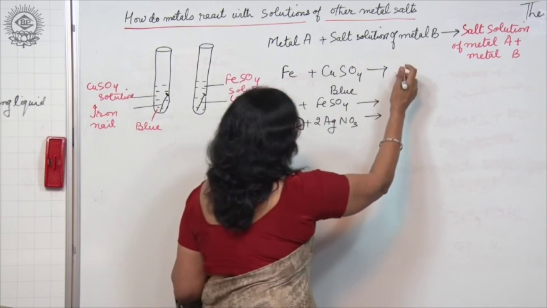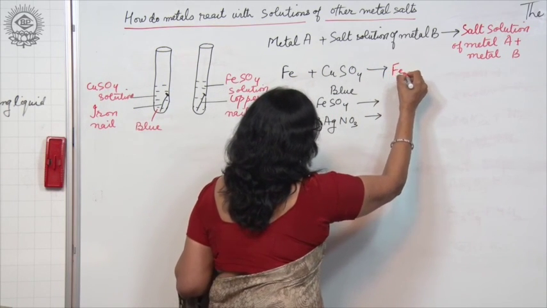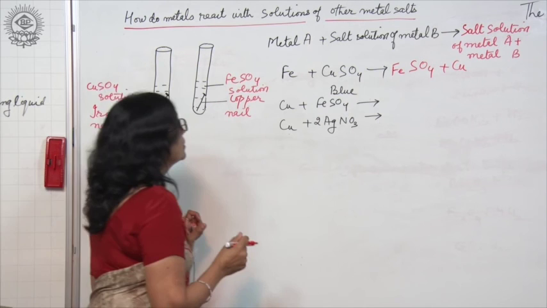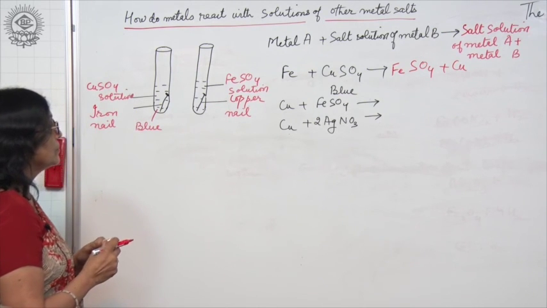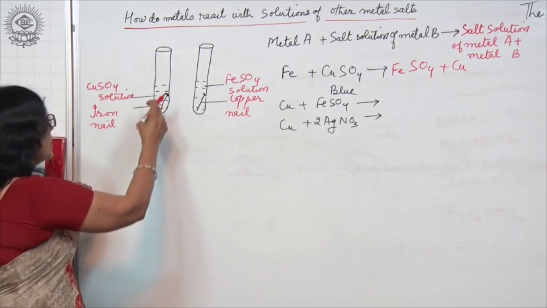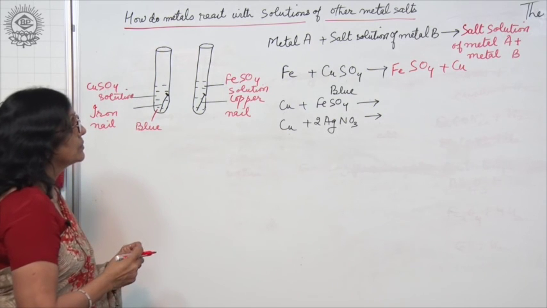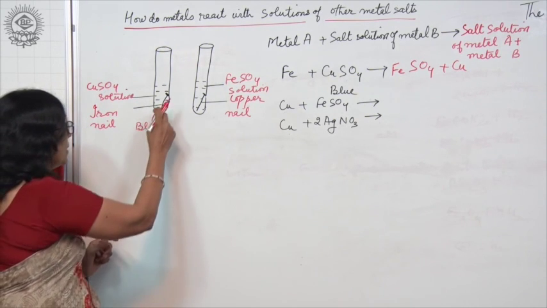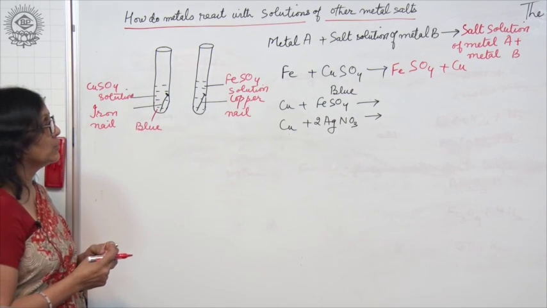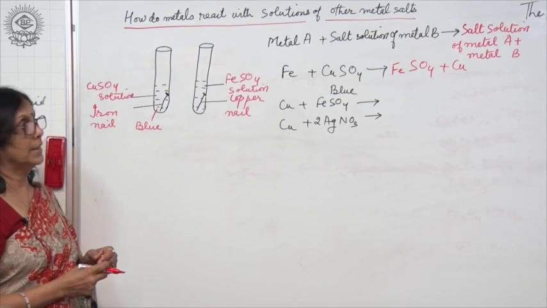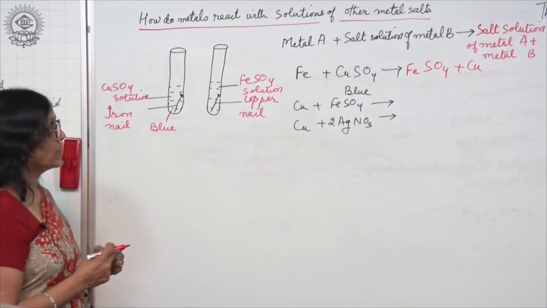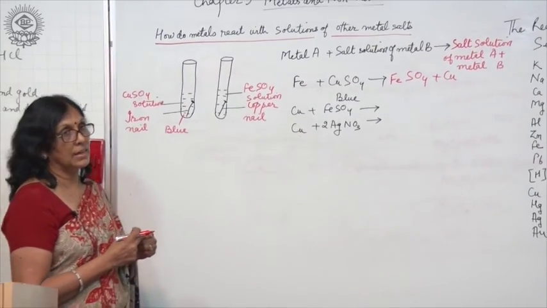in this particular case, what will form? You can now write the equation: FeSO4 and copper has formed. The solution of ferrous sulphate is green in color, so a light green color will be obtained, and you will find that the outer surface of the iron nail has become reddish brown in color due to the deposition of copper metal. It clearly shows that iron is more reactive than copper. A displacement reaction has occurred.